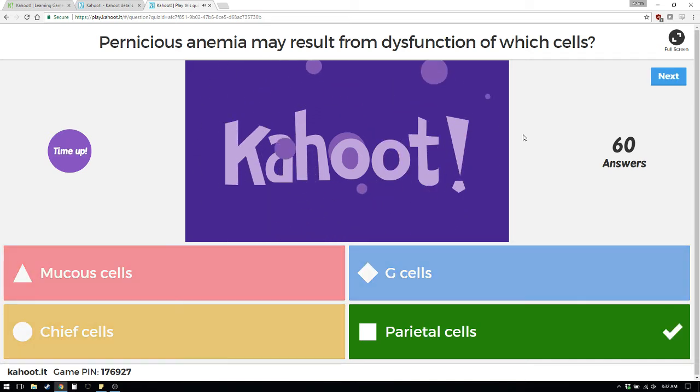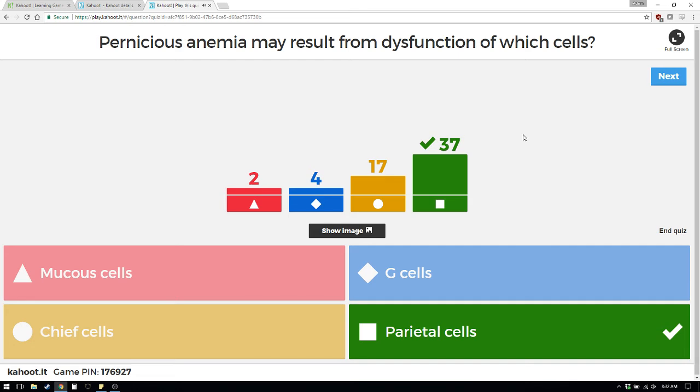All right. So some of these are a little straightforward. What do you think mucus cells produce? Probably mucus. What do G cells produce? Gastrin, right? What effects does gastrin have? Stimulates HCl secretion. What else does it do? Some positive effects on pepsinogen release, right?